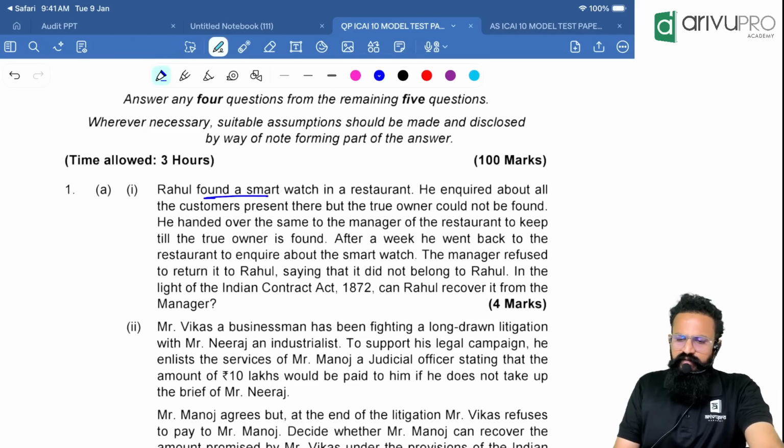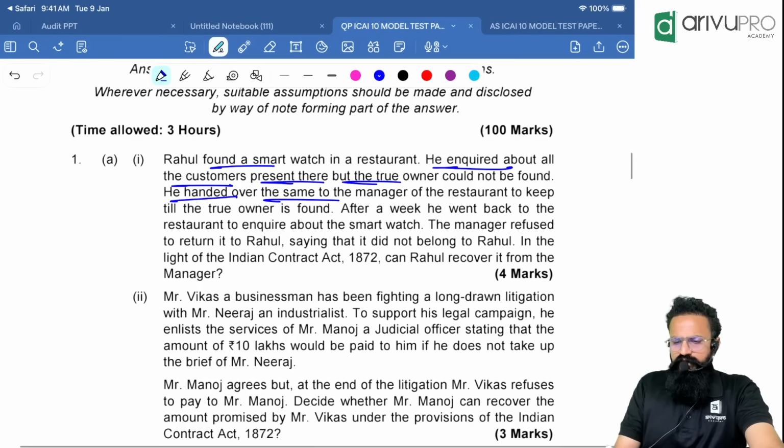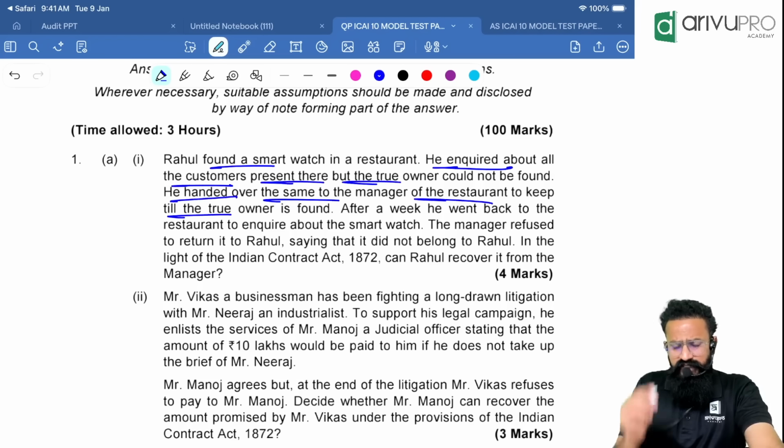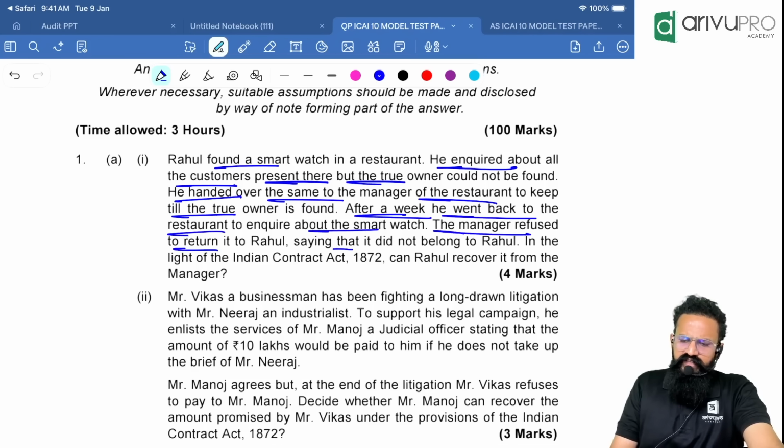Rahul found a smartwatch in a restaurant. He inquired about all the customers present there, but the true owner could not be found. He handed over the same to the manager of the restaurant to keep till the true owner is found. After a week, he went back to the restaurant to inquire about the smartwatch. The manager refused to return it, saying that it did not belong to Rahul. In the light of Indian Contract Act, can Rahul recover?